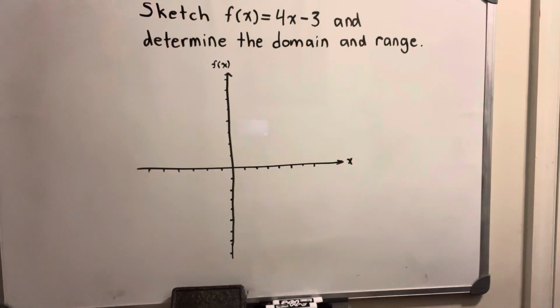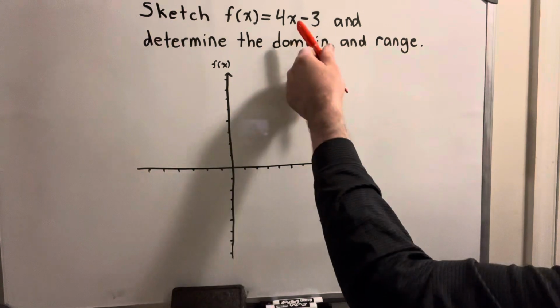This problem says sketch f of x equals 4x minus 3 and determine the domain and range. So if you look at this function, what type of function is this? It looks a lot like a mx plus b, which is a linear function. So it's going to be a function whose graph looks like a straight line. So with the line, we can just find 2 points and then complete the line. So you can choose any 2 points.